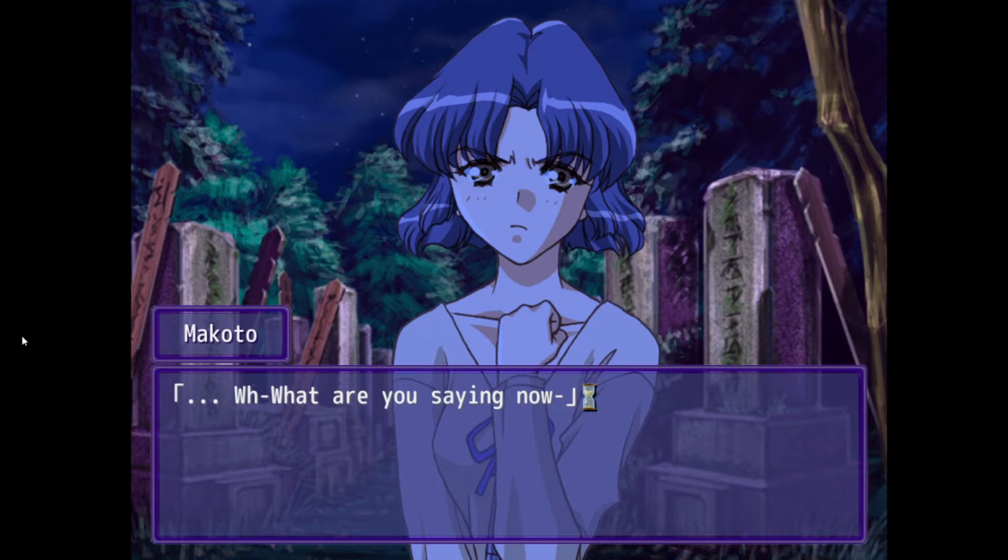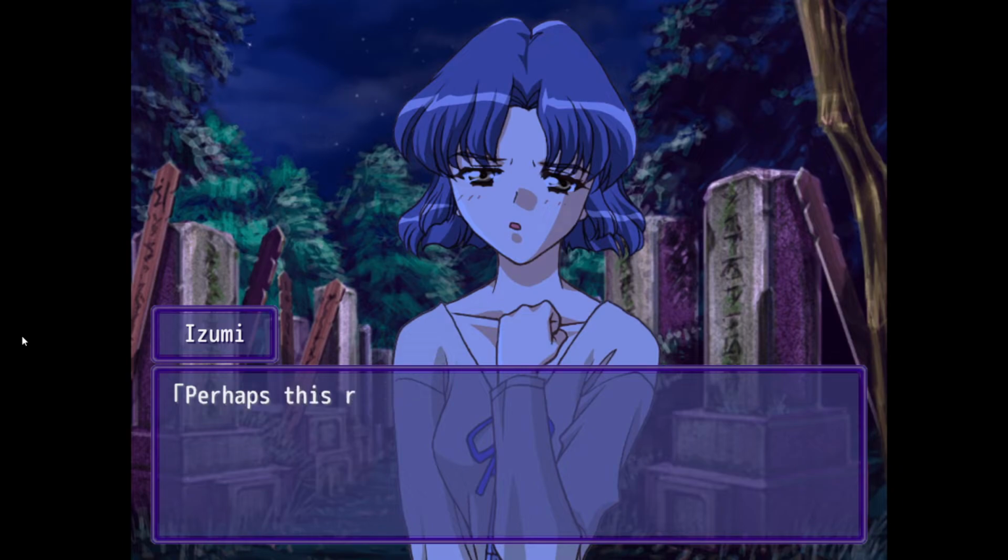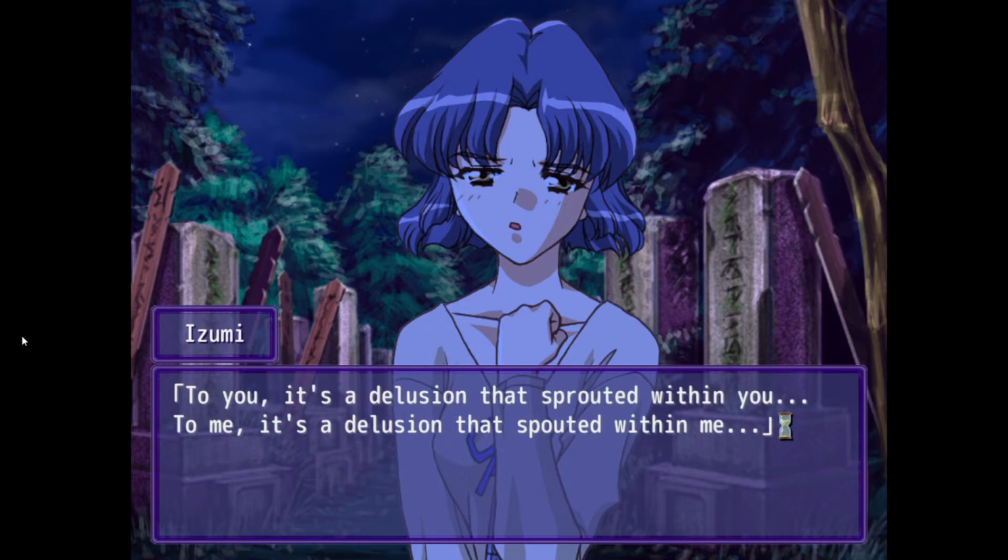What are you saying now? Oh, we're just dead the whole time? Is that what you're saying? The moment of death, we ended up in a loop, right? Hey, Makoto-kun, perhaps this reality might be an event in someone's delusion. A delusion? To you, it's a delusion that spouted within you. To me, it's a delusion that spouted within me.